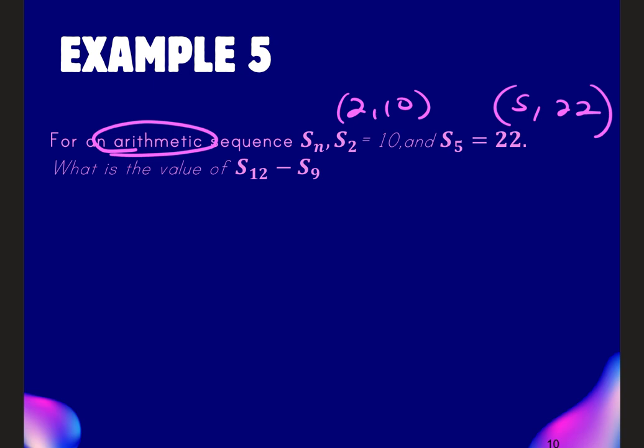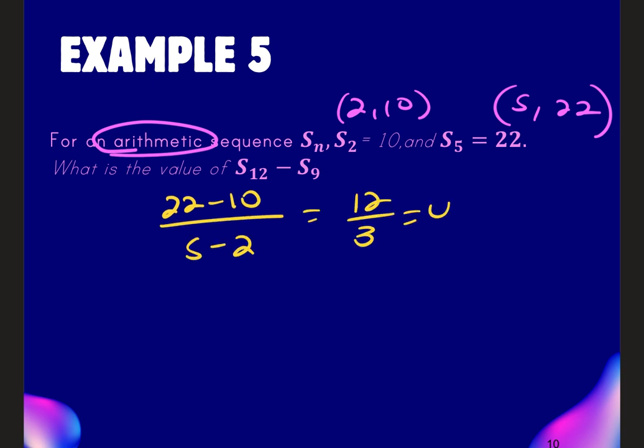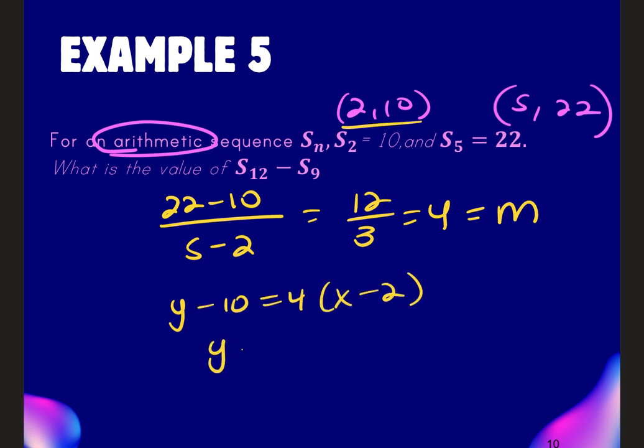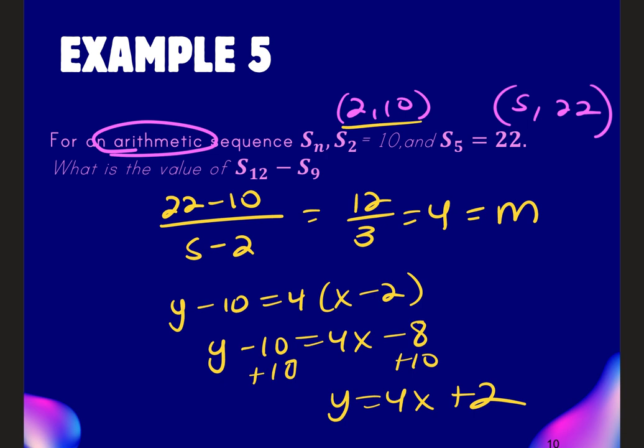So because it's arithmetic, we treat it like it's a line. First thing I'm going to do is find my slope, or my rate of change. 22 minus 10 over 5 minus 2, and I get 12 over 3, which is 4. That's your m, or your rate of change. Then I'm going to pick either point, doesn't matter which one. I'm going to grab the first one, and I'm going to make the equation of the line. So y minus 10 equals 4 times x minus 2. y minus 10 equals 4x minus 8, and y equals 4x plus 2.